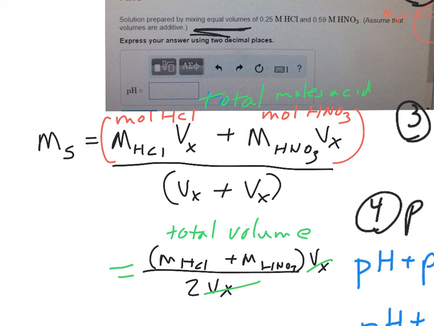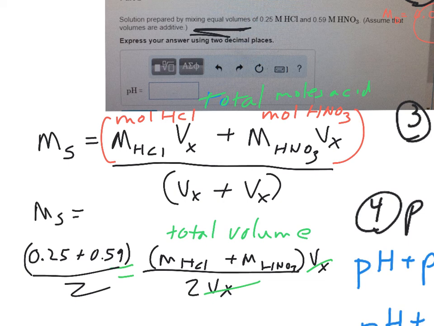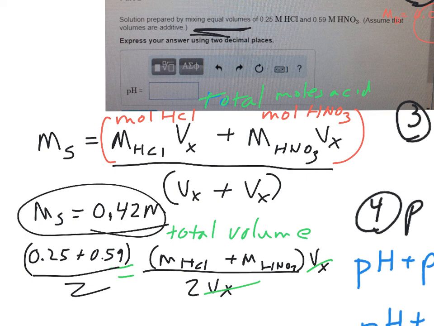So let's do it and get my molarity here. So my new molarity is 0.25 plus 0.59 divided by 2. And that gives me a molarity of my acid solution. Oh, the answer to the life, universe, and everything in it. Somebody's a Douglas Adams fan. Gives me that as my concentration of acid.